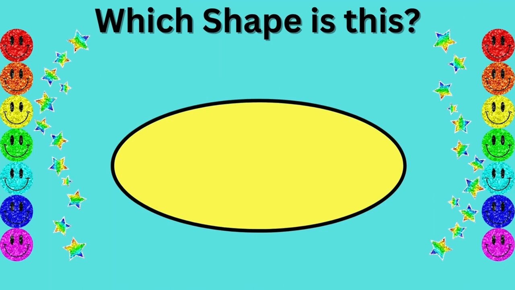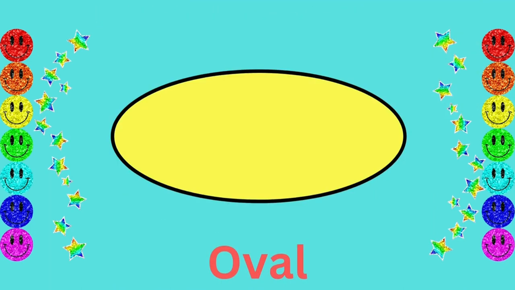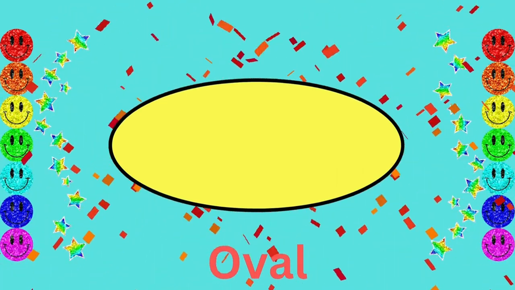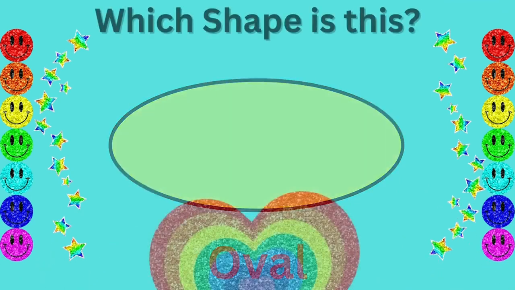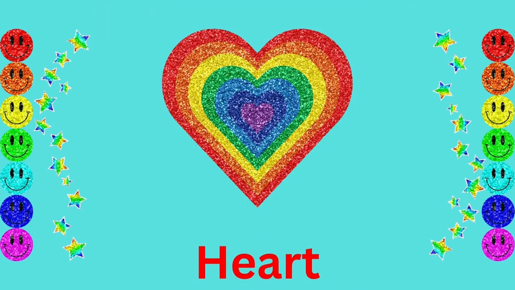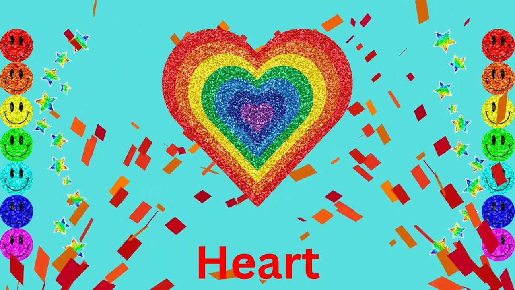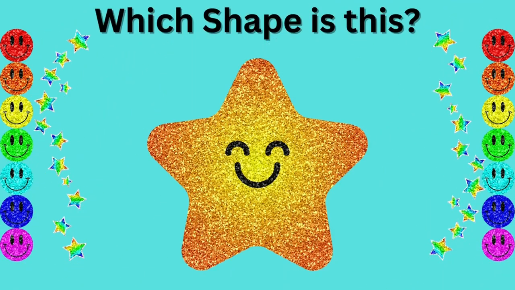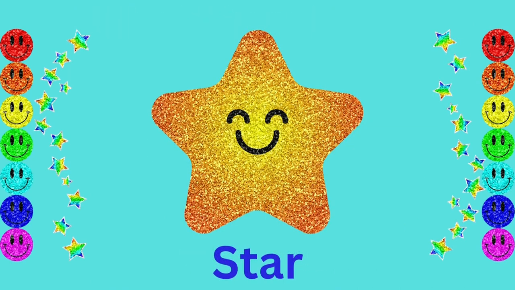Which shape is this? This is an oval. O-V-A-L. Oval. Which shape is this? This is a heart. H-E-A-R-T. Heart. Which shape is this? This is a star. S-T-A-R. Star.